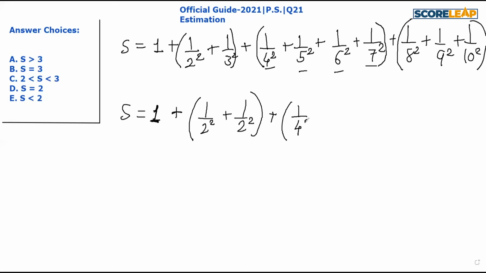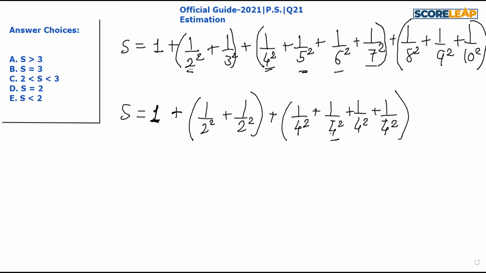1 by 4 square. So you might have got the trick behind it. What I am doing is breaking it at the powers of 2. 2 power 1 is 2, 2 power 2 is 4, and 2 power 3 is 8. So I broke it at powers of 2. I can replace 1 by 5 square with 1 by 4 square, because 1 by 4 square will definitely be greater than 1 by 5 square. Similarly, 1 by 4 square is greater than 1 by 6 square and 1 by 7 square too. So these are the maximum values that it can reach.